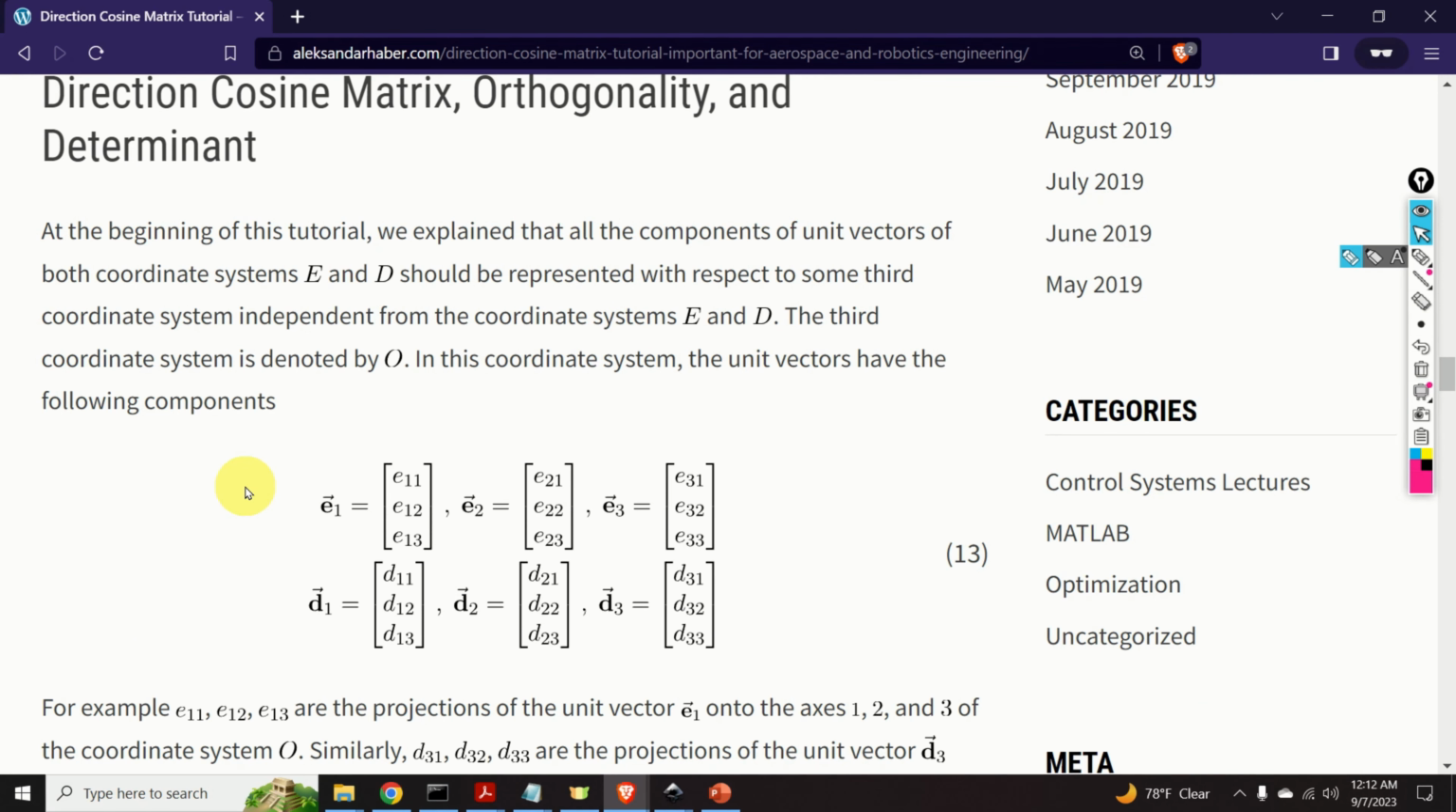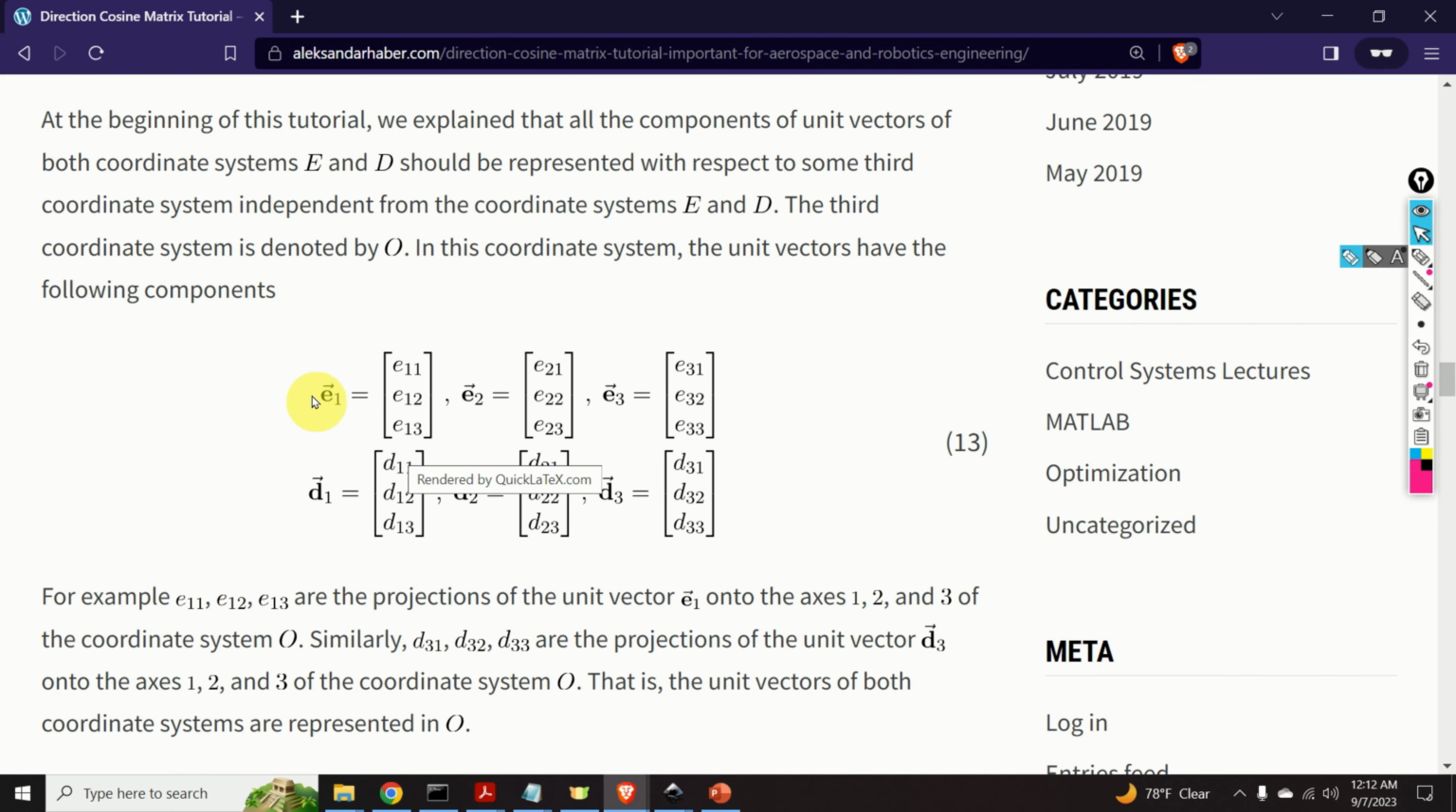At the beginning of this tutorial, we explained that all the components of unit vectors of both coordinate system E and D should be represented with respect to some third coordinate system independent from the coordinate systems E and D. The third coordinate system is denoted by O. In this coordinate system, the unit vectors have the following components. For example, E1 has the components E11, E12, E13. Similarly, the unit vector D3 has the components D31, D32, and D33.